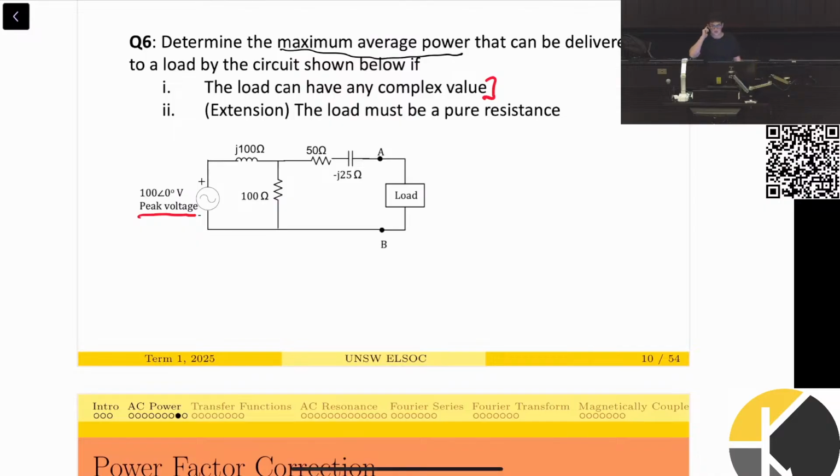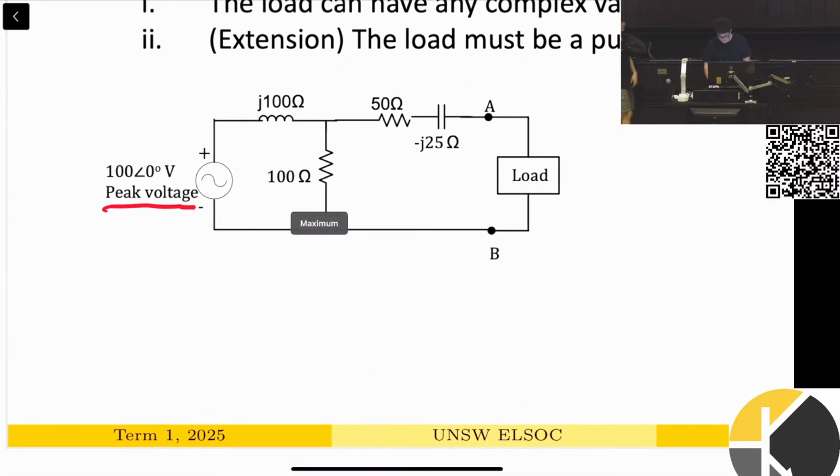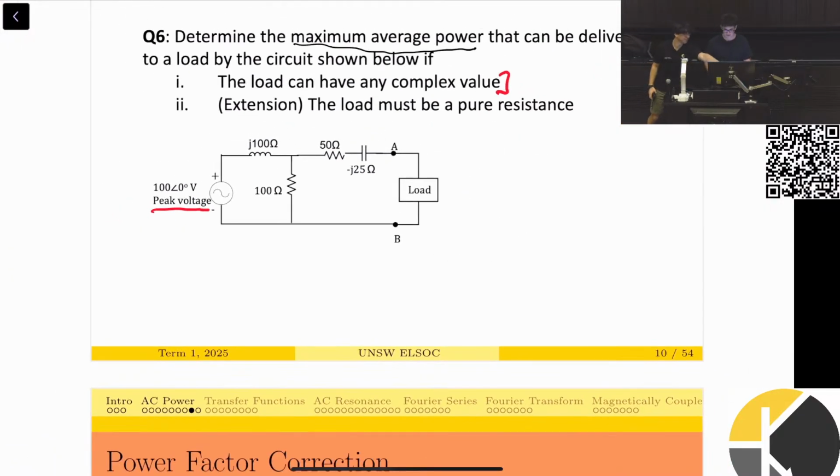Divider? It's not a bad method. You could definitely use a divider. But instead, I'm going to use source transformations. Just watch if you're covering.